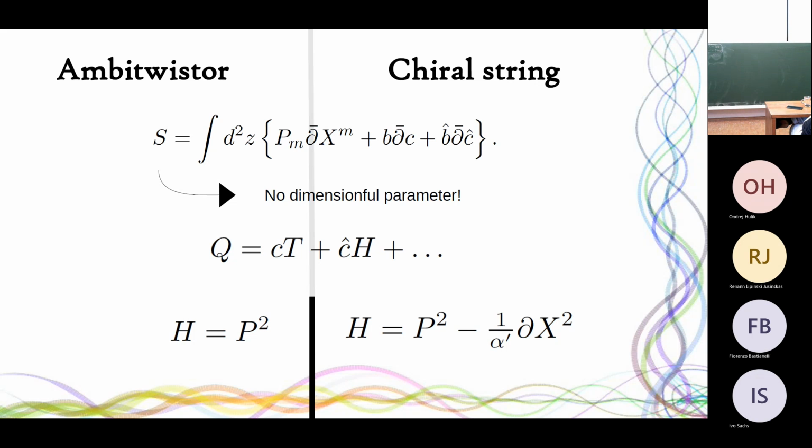So you have b and c and b hat and c hat. So these are the two chiralities of the string, or? These are related to the different constraints. You shouldn't think of them as coming from the right moving sector of the string. Yeah, so there's no T bar there, in a way. There's only half of the.